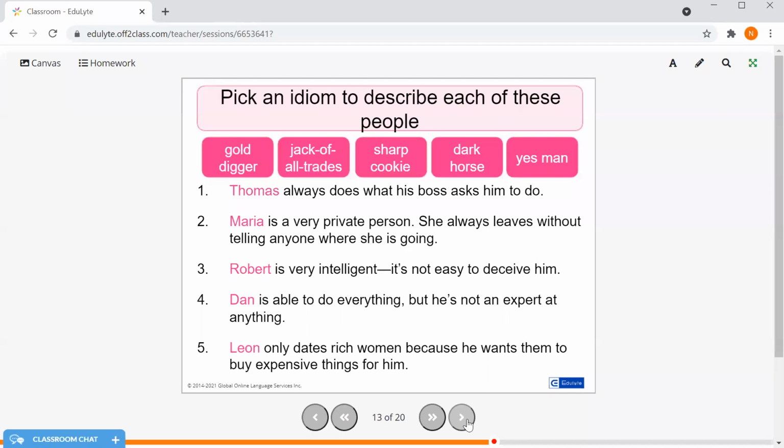Maria is a very private person. She always leaves without telling anyone where she is going. So Maria would be a dark horse. Robert is very intelligent. It's not easy to deceive him. So Robert would be a sharp cookie. Dan is able to do everything, but he's not an expert at anything. So Dan is a jack of all trades. Leon only dates rich women because he wants them to buy expensive things for him. So Leon, in this case, would be a gold digger.